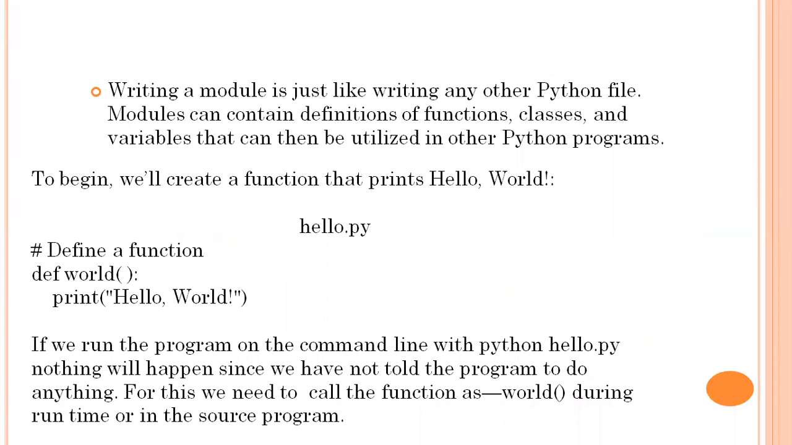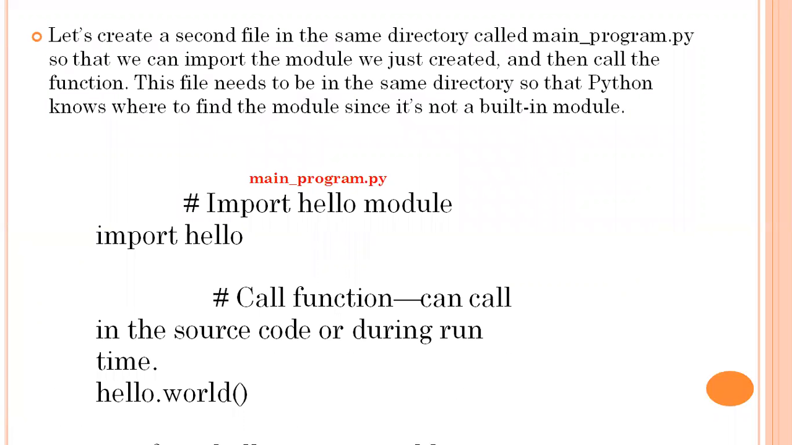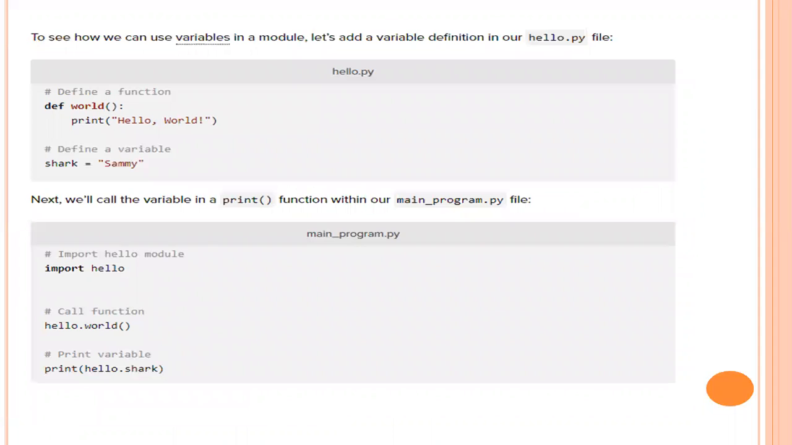Now let's suppose you have created a file with the name hello.py, and in hello.py you have defined a function def word. In the def word function you have given the statement print hello world. Now for executing that particular function, you have to give the command word(). And if you want to execute it, first of all you have to import that particular file, import hello, then you can call the function hello.word. In this way you can call that particular function.